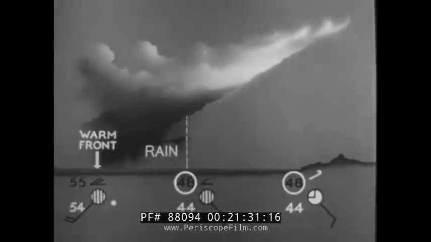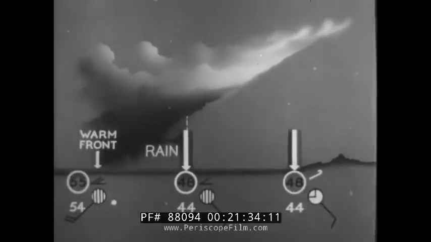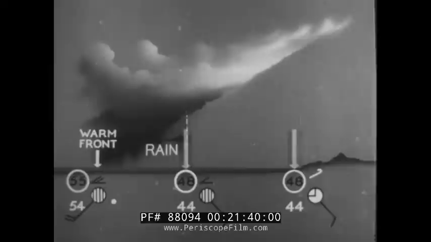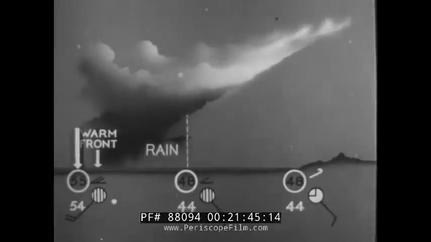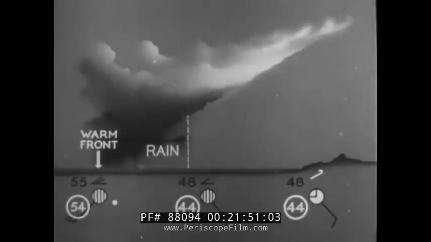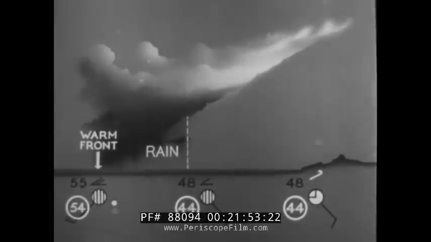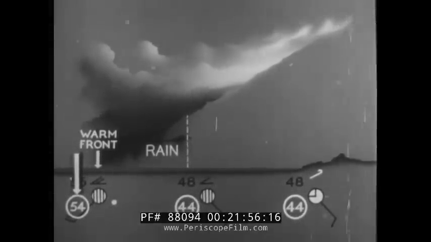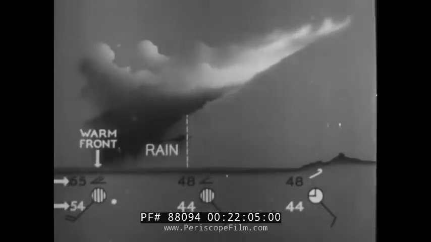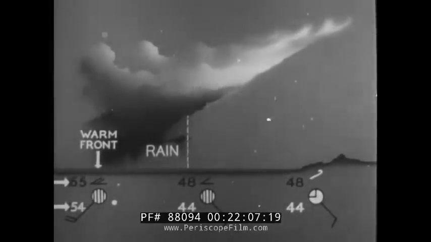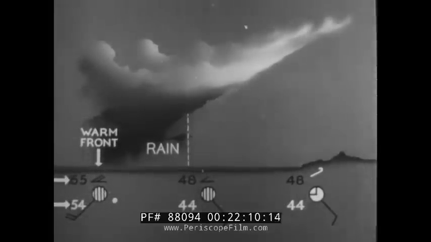First, the temperature. This is comparatively low in the cold air in advance of the warm front. At the warm front, the temperature is found to be appreciably higher. The dew point. The dew point is also found to rise abruptly at the warm front. The small difference between the temperature and the dew point at the warm front is an indication of the high humidity of the air in the advancing warm sector.